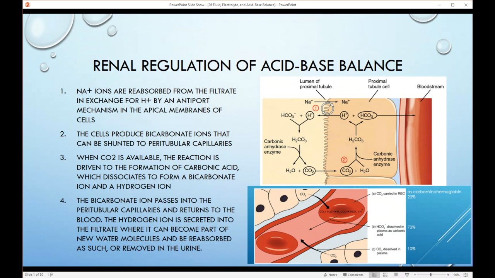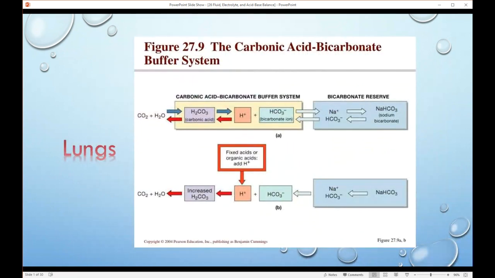When carbon dioxide is available, the reaction is driven by that carbonic acid, and that dissociates to form the bicarbonate ion and the hydrogen ion. The bicarbonate ion can then pass into those peritubular capillaries and return to the blood. The hydrogen ion can be secreted in the filtrate, where it can be part of new water molecules and then be reabsorbed, or it can be removed within the urine. Okay. Remember our lungs, this is happening within our lungs, right? This is our carbonic anhydrase that can move us back and forth as we need to.